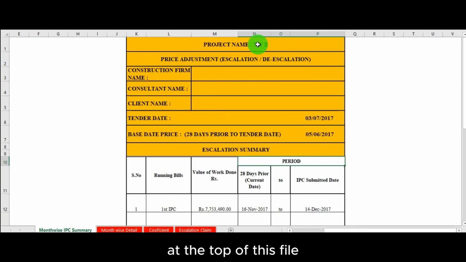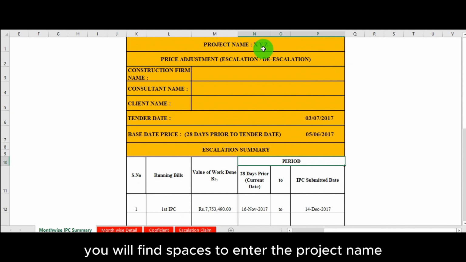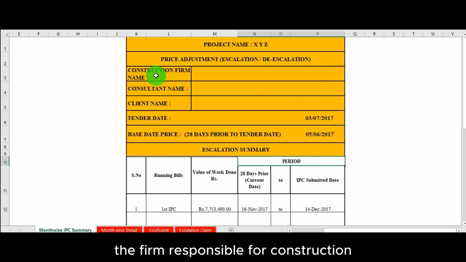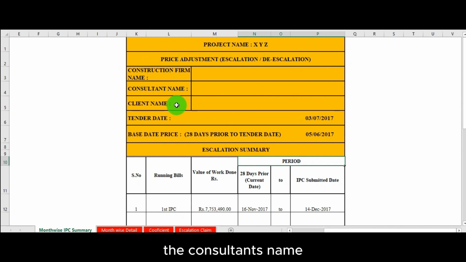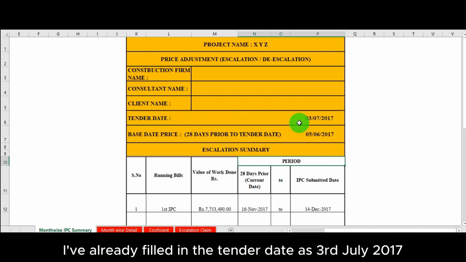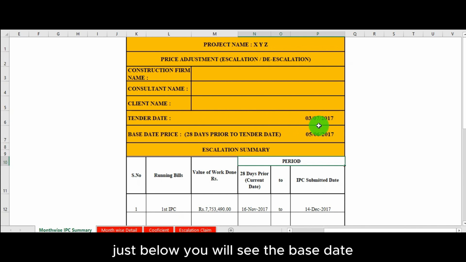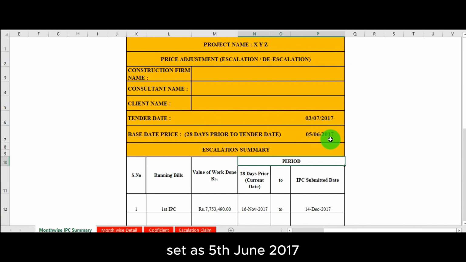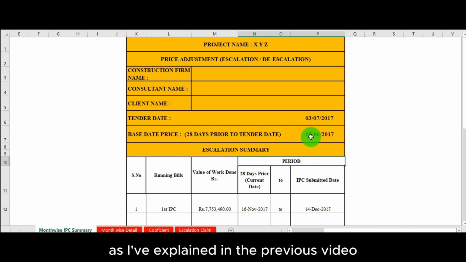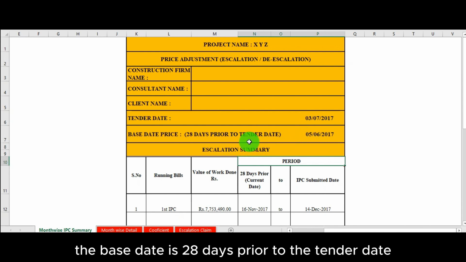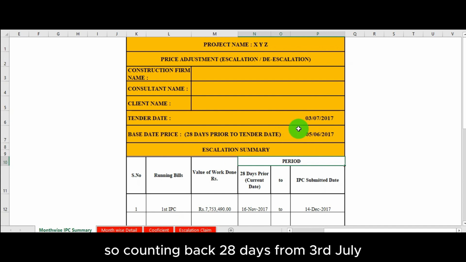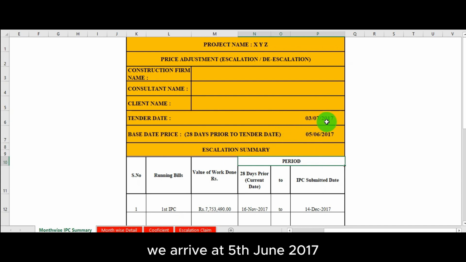At the top of this file, you will find spaces to enter the project name, the firm responsible for construction, the consultant's name, client name, and the tender date. For teaching purposes, I have already filled in the tender date as 3rd July 2017. Just below, you will see the base date set as 5th June 2017. As I have explained in the previous video, the base date is 28 days prior to the tender date. So counting back 28 days from 3rd July, we arrive at 5th June 2017.